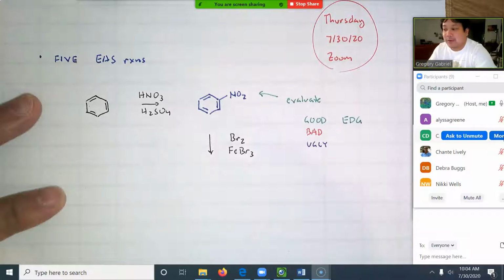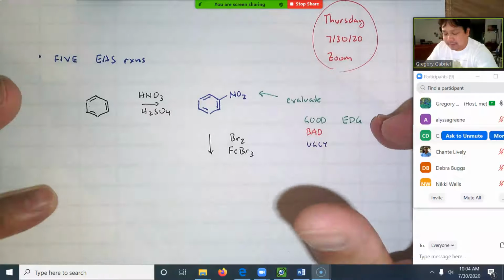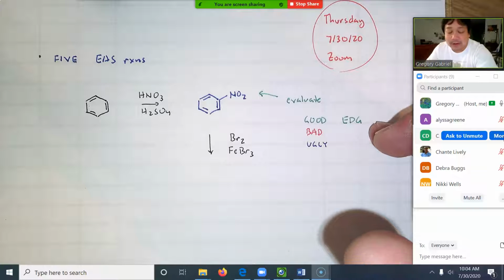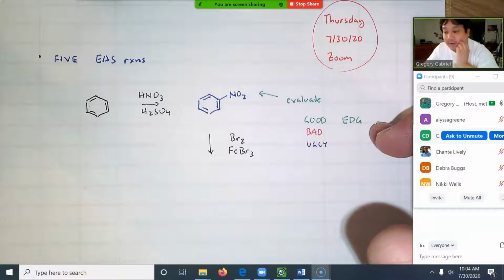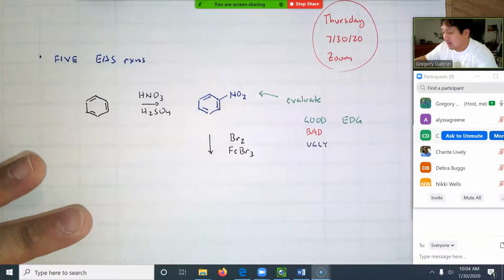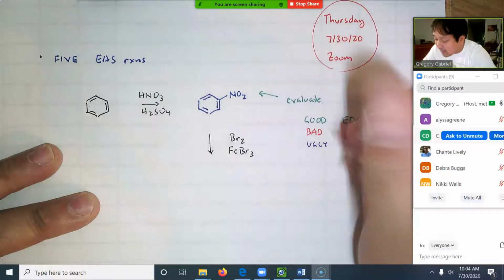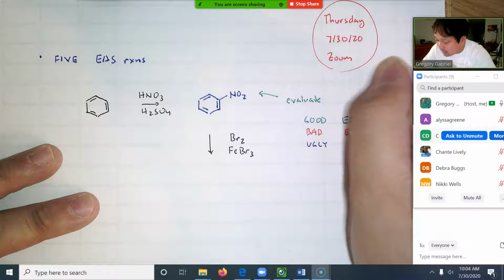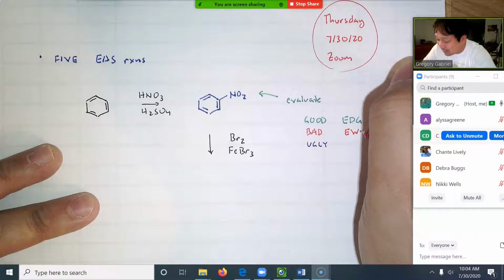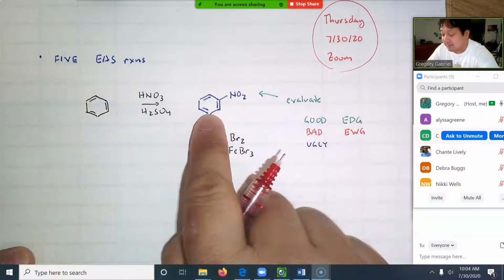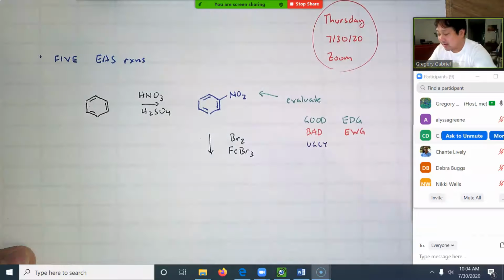Okay, so that's the chemistry that you need to be familiar with. What groups are electron donating? What groups are electron withdrawing? And I'll get to that. I have a couple of tricks on how to memorize that. Bad groups are typically electron withdrawing groups, pulling electrons away from the ring.